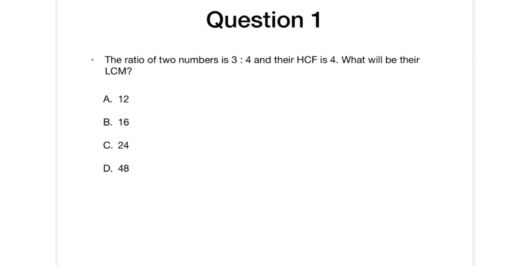So the first question is about the ratio of two numbers, 3 is to 4. Okay, just pause the screen and try to answer this. So HCF is 4. So as we know, the first number is 3, we can denote it as 3x, and the second number is 4, we can denote this as 4x, right? So the HCF is 4. So we can write, we all know that HCF into LCM is equal to product.